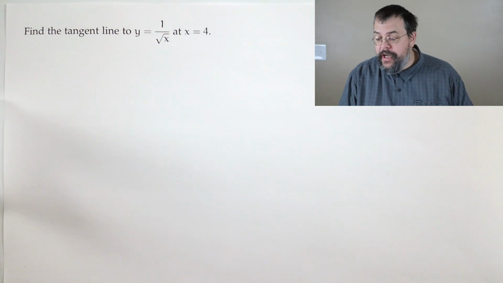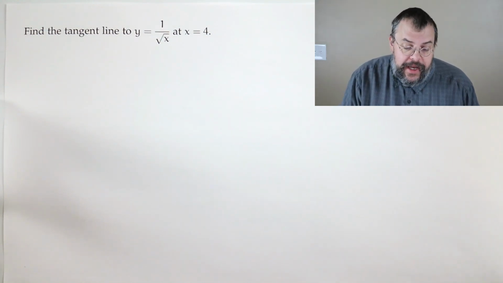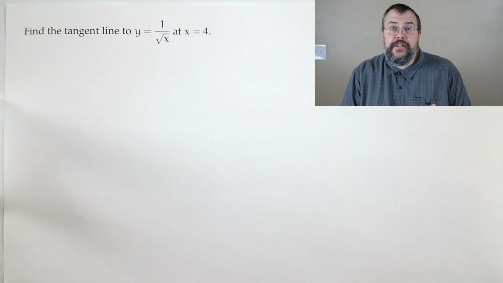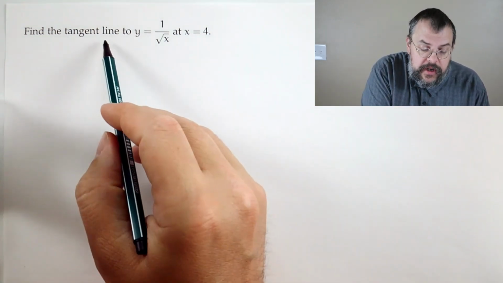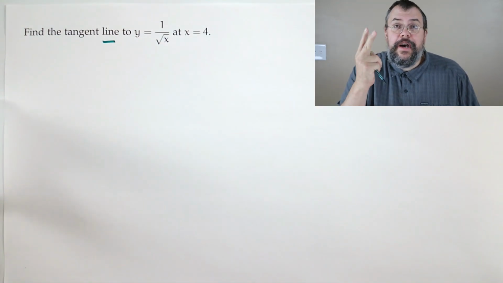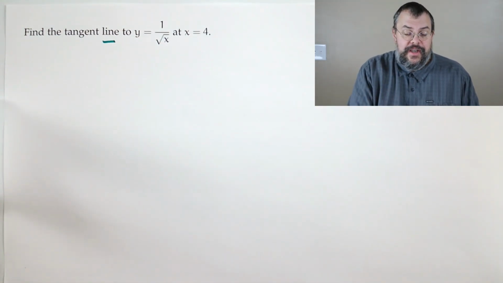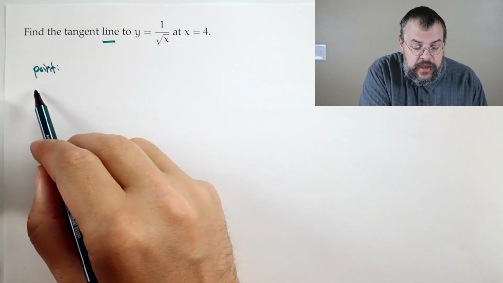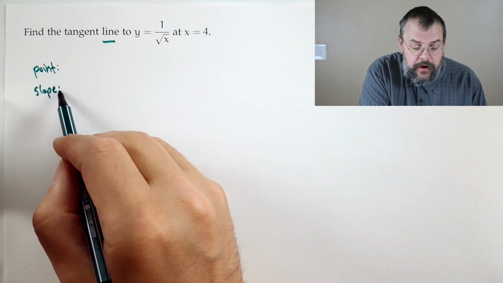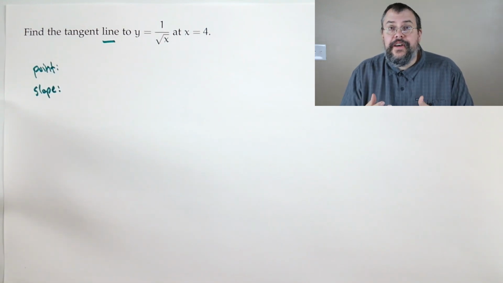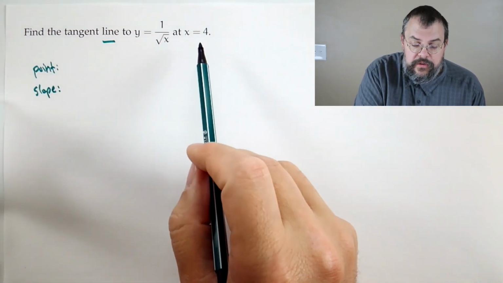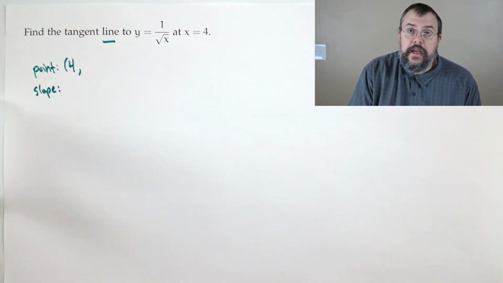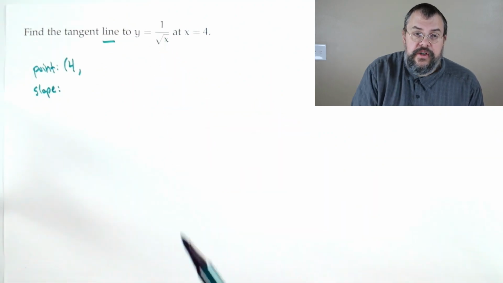Find the tangent line to y equals 1 over root x at x equals 4. So, to get a tangent line, well, really, whenever we see the words find a line, it says, hey, I'm after two pieces of information. I need to know a point, and I need to know a slope. Now, the point is almost always the easier thing to find. In our case, we know the x-coordinate is 4, so that's good news for us. To get the y-coordinate, I can plug it into the function.